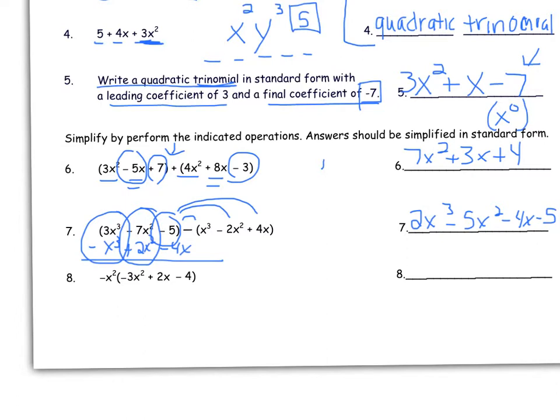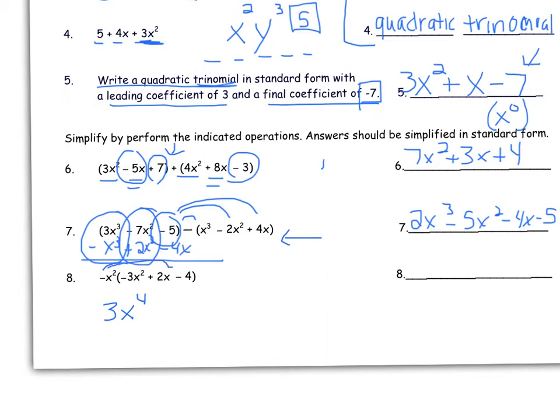Question 8 is a multiplication one. Again, be very careful with the negatives. I deal with the signs first. Negative times a negative is a positive, and then the numbers. 1 times 3 is 3, and then the variables. X squared times x squared is x to the 4th. Notice when we are adding or subtracting, the exponents stayed the same, but now that we're multiplying, they change.